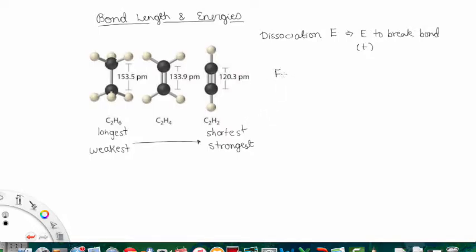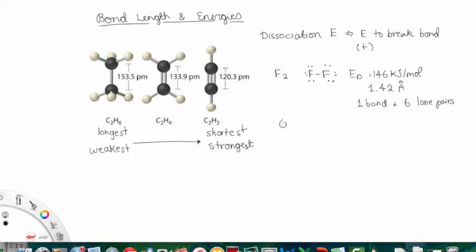F2 is drawn like so. Fluorine is bound to another fluorine with a single bond. The dissociation energy in this case is 146 kilojoules per mole, and the distance between the two fluorine atoms is 1.42 angstroms. In this case, we have one bond, and we have 6 lone pairs of electrons on each fluorine atom. I'll explain in a second why I'm writing this part down as well.